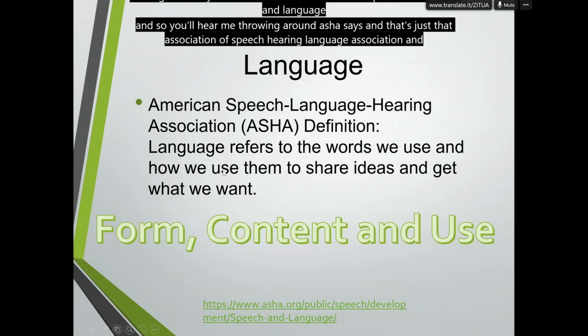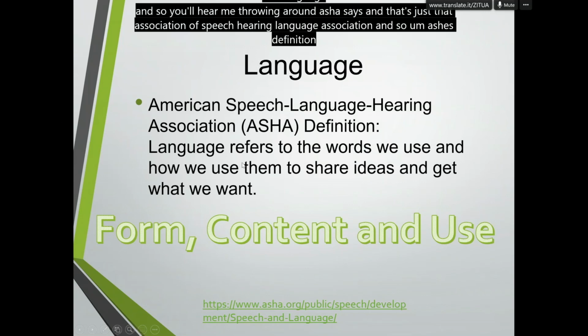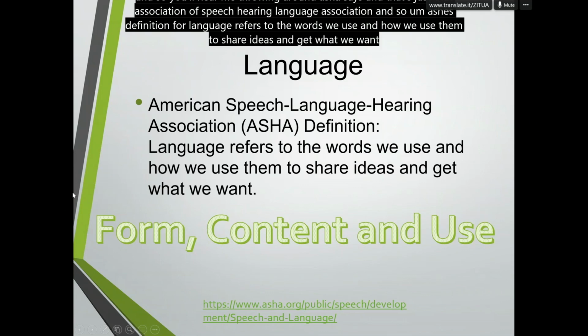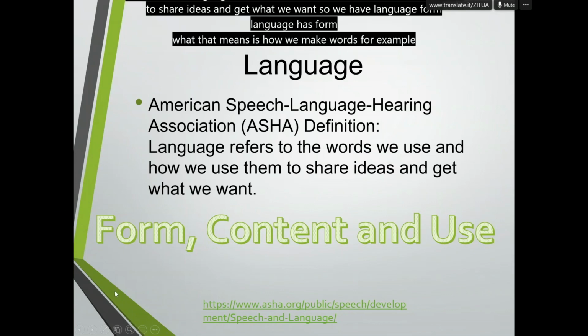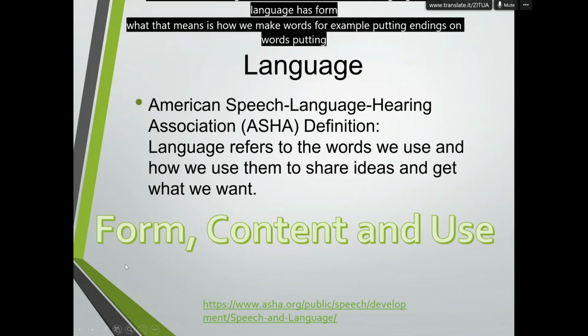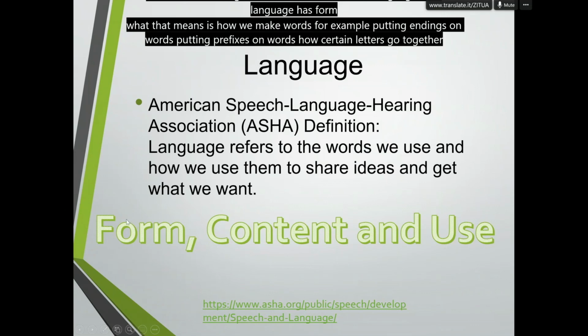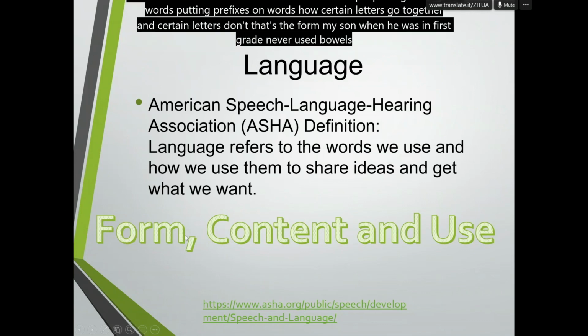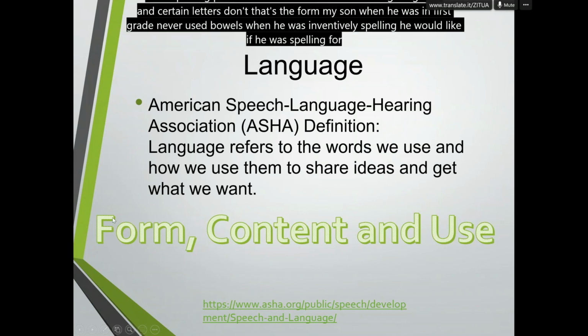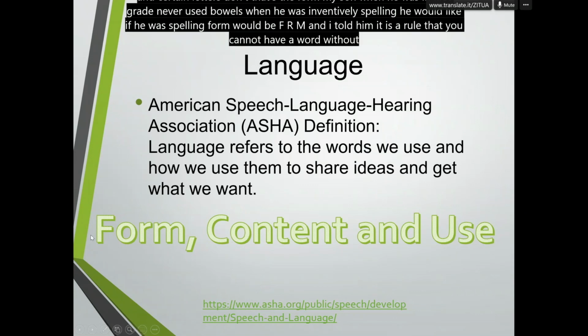And so ASHA's definition for language refers to the words we use and how we use them to share ideas and get what we want. So we have language form. Language has form. What that means is how we make words. For example, putting endings on words, putting prefixes on words, how certain letters go together and certain letters don't. That's the form. My son, when he was in first grade, never used vowels when he was inventively spelling. If he was spelling form, it would be FRM. And I told him, it is a rule that you cannot have a word without a vowel. That's a rule. That's a form.